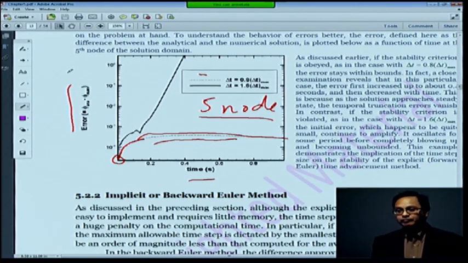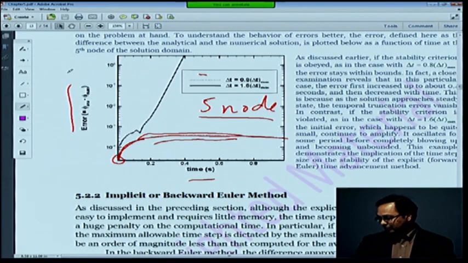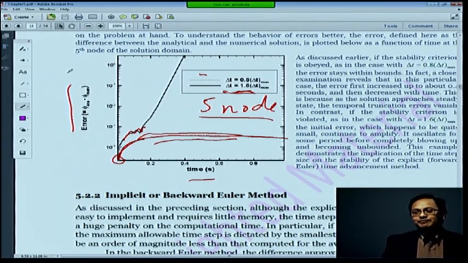So it stays pretty constant, but when you look at the other case where I violate the stability criterion, you see it goes up and then it wiggles a little bit and then it just blows up after some time. That's instability due to the time marching alone, nothing else caused it to blow up. Everybody understand this? The behavior of the error.